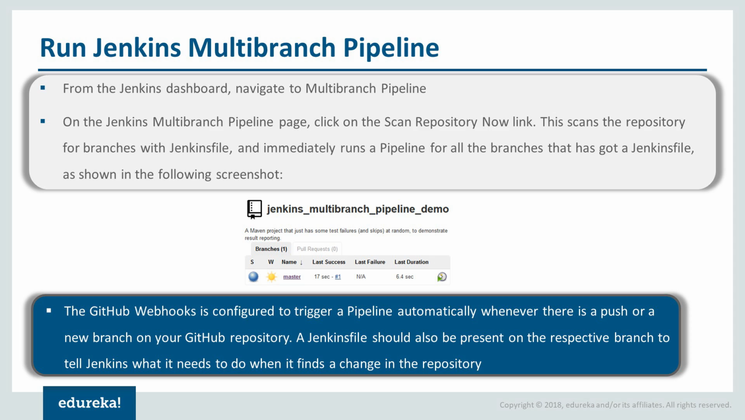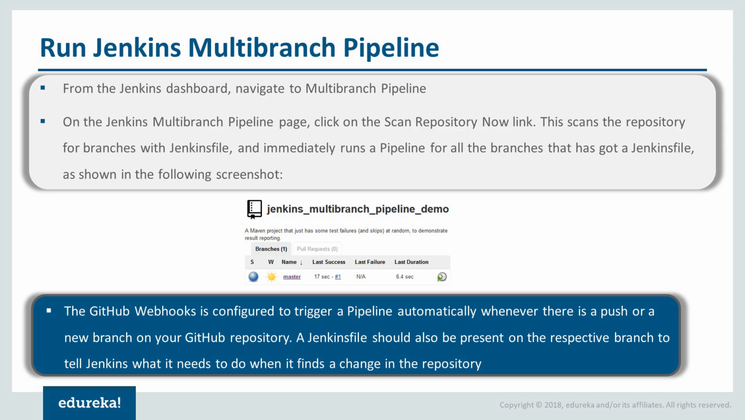So once you have done that, it is very easy to run. Once again, you go to the Jenkins dashboard, navigate to the multi-branch pipeline, and on the Jenkins multi-branch pipeline page, you need to click on the scan repository now link. This scans the repository for branches with a Jenkins file and immediately runs a pipeline for all the branches that have a Jenkins file, as shown in the following screenshot. So basically, this gives you the ability to run multiple scans or multiple builds simultaneously.